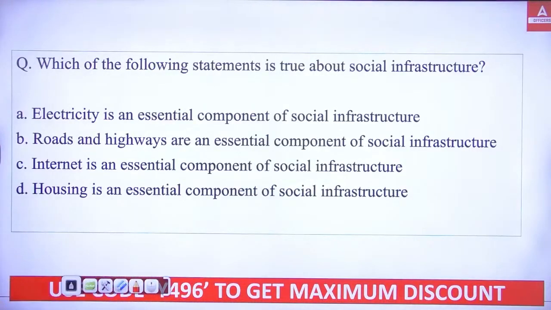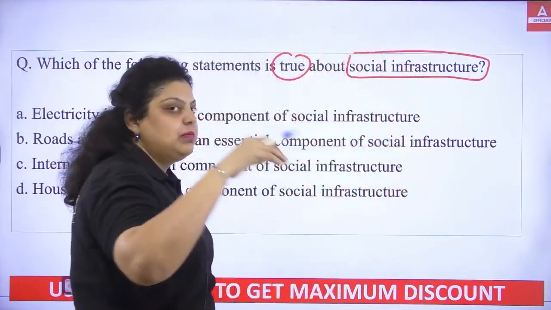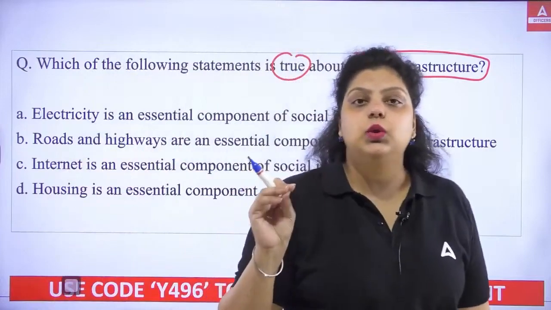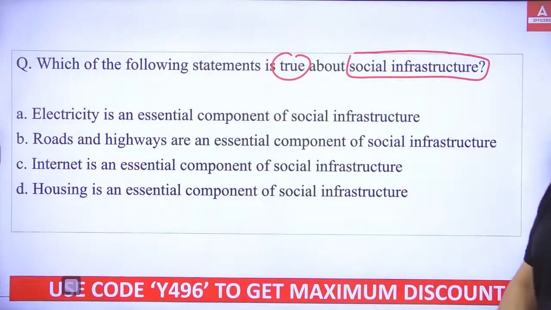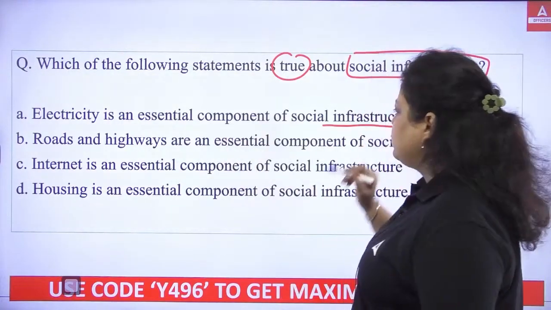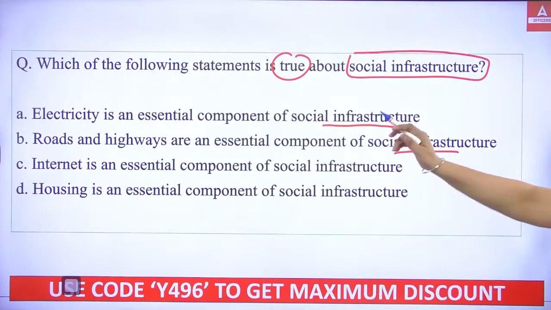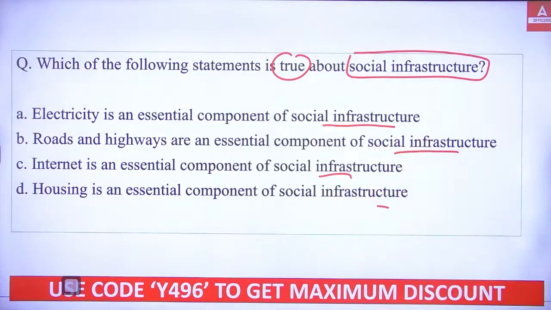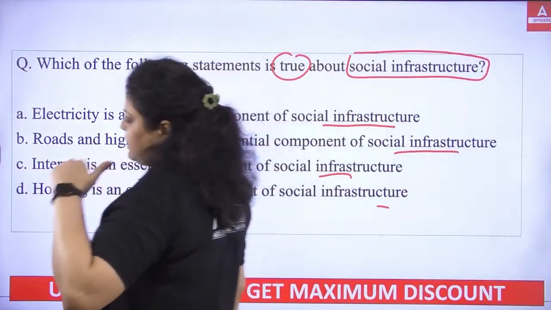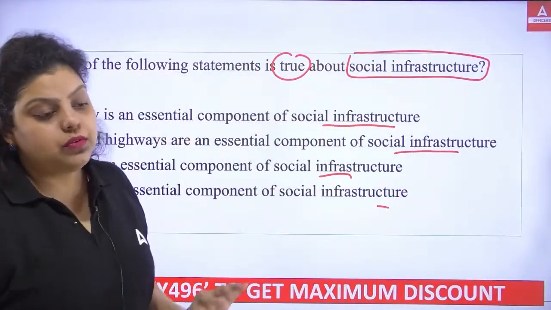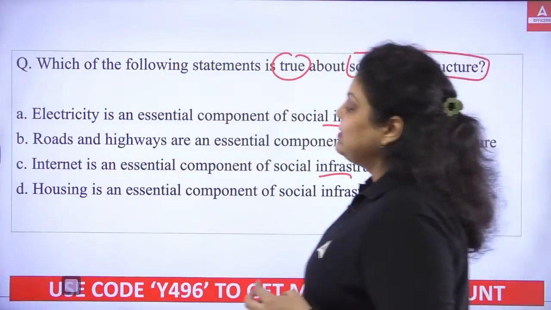Next question we have here: which of the following statements is true about social infrastructure? The chapter name itself includes infrastructure, including social infrastructure. Now, which of the following is true? Electricity is an essential component of social infrastructure. Roads and highways are essential components of social infrastructure. The internet is essential. Housing is essential. So out of electricity, roads and highways, internet and housing, which particular type of infrastructure will be taken as social infrastructure? A, B, C or D?